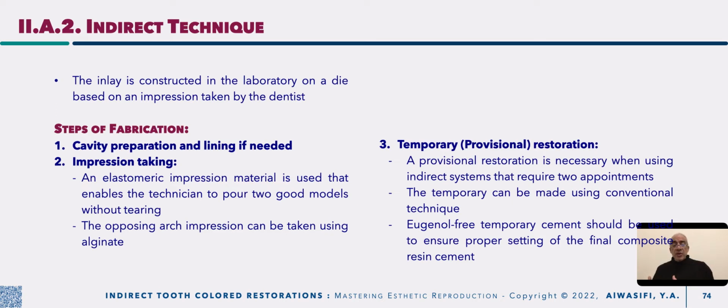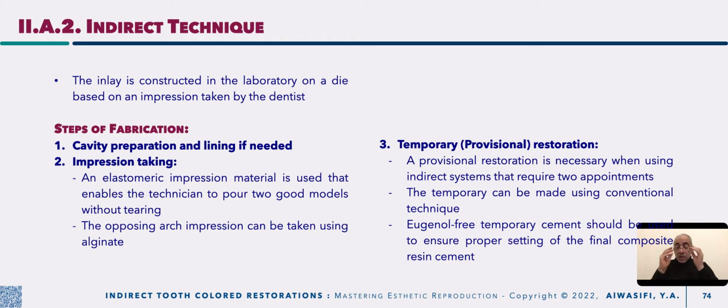Then comes temporary or provisional restoration. The temporary is an important procedure because, don't forget, indirect restoration is mainly indicated in extensive, badly broken down teeth or teeth extensively damaged by caries or any other cause. That's why you need to protect your tooth until you finish your restoration, which requires at least 2 visits with a time gap in between.